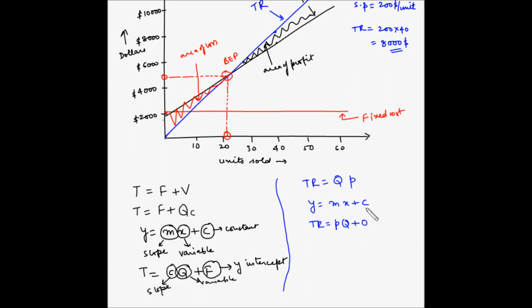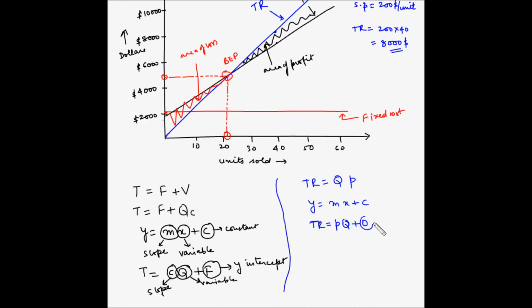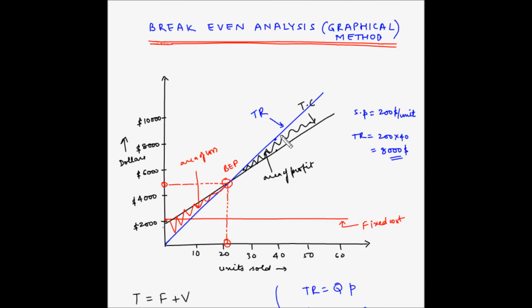Now as we know, c is the point at which the line intercepts the y-axis, and the total revenue line intercepts the y-axis at 0. So this is the constant in this case. P is the unit selling price, which represents the slope, and Q is the variable. So basically this proves that the total revenue line is also supposed to be a straight line, as is the total cost line.